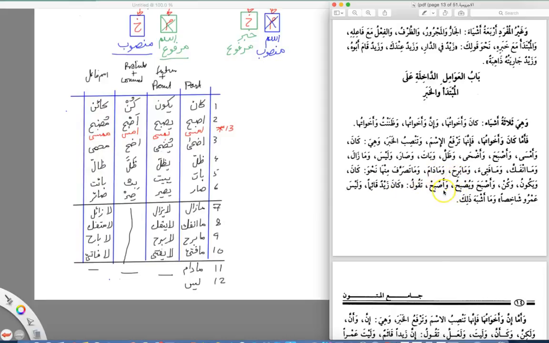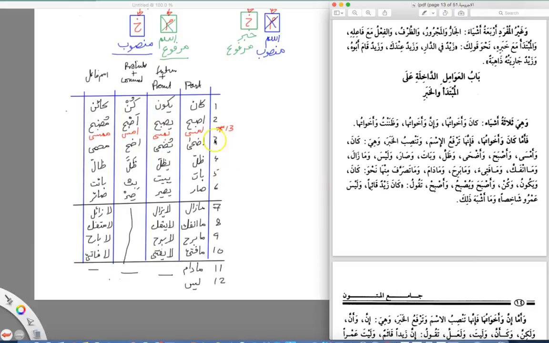So you say كان زيد قائما, Zaid was standing. ليس عمرو شاخصا, Amr is not looking. شاخص means to focus and look at something. وما أشبه ذلك, and other words similar to that. So I listed them for you.